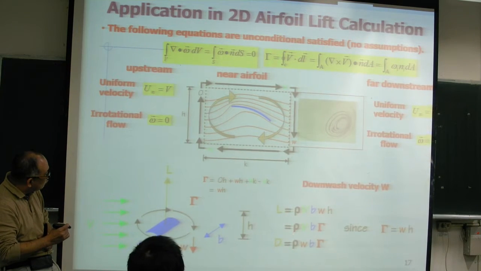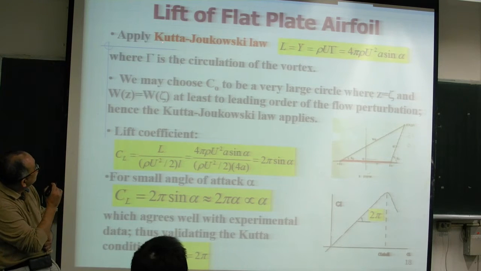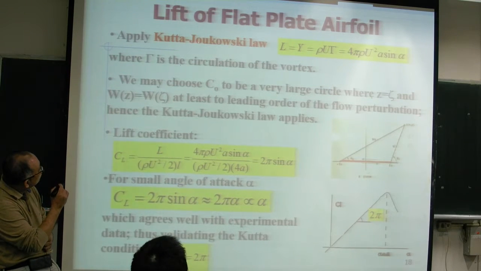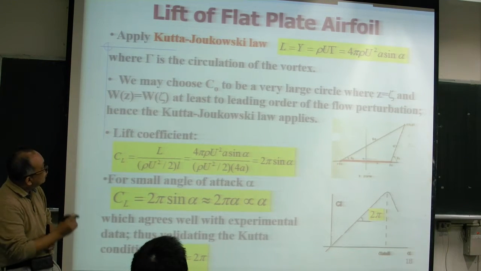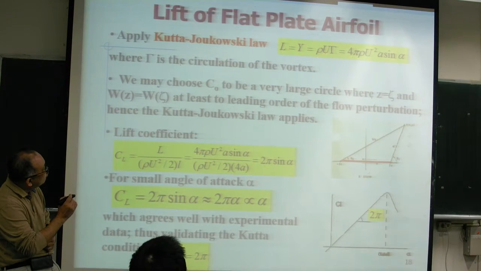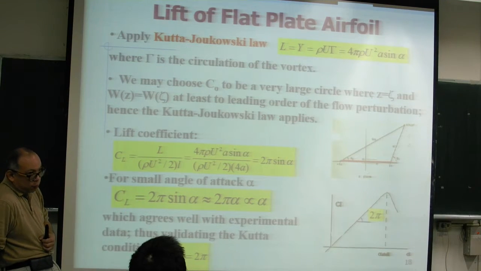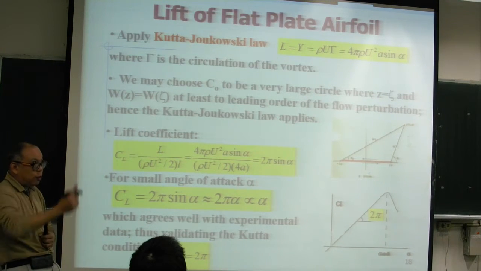L over B is equal to what? Rho V gamma. This is our lift for the 2D airfoil. So we can apply what is called the Kutta-Joukowski law. The lift, or y direction force, will be equal to rho V gamma. That's the lift that we can generate. If you apply the circulation, you will generate lift.